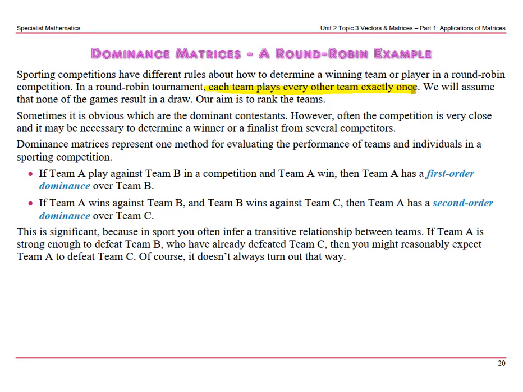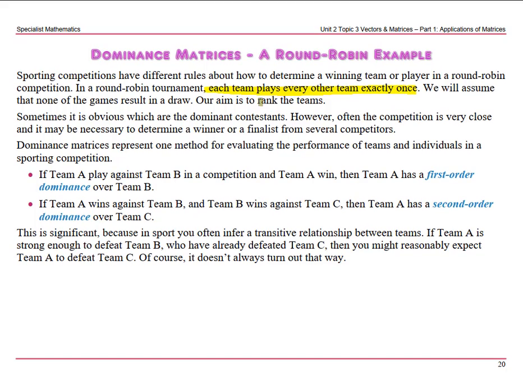Now, we're going to assume that none of the games result in a draw, and our aim is to rank the teams. So sometimes it's obvious which are the dominant contestants. However, often the competition is very close and it may be necessary to determine a winner or a finalist from several competitors. And that's where dominance matrices come into play. Dominance matrices represent one method for evaluating the performance of teams and individuals in a sporting competition.